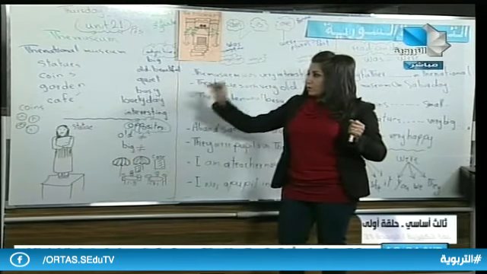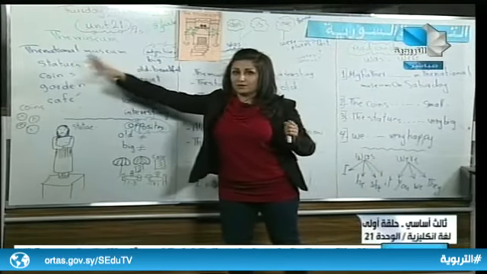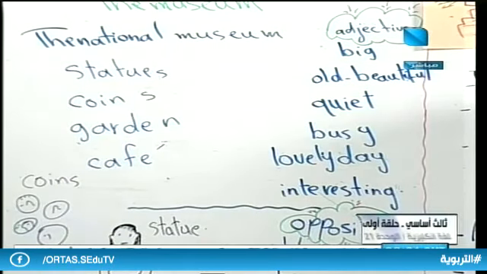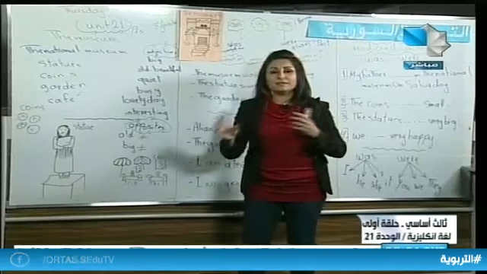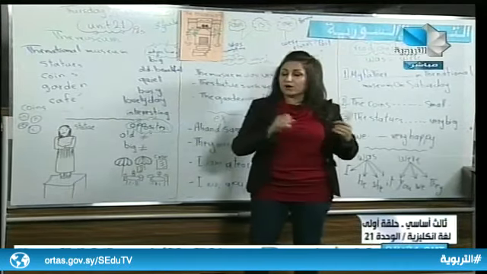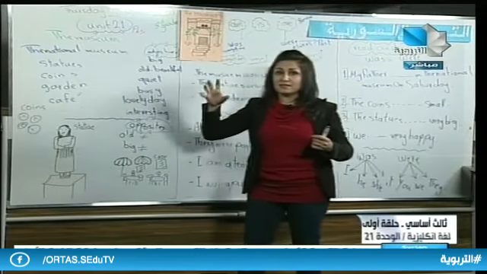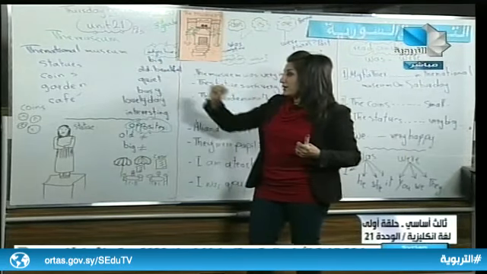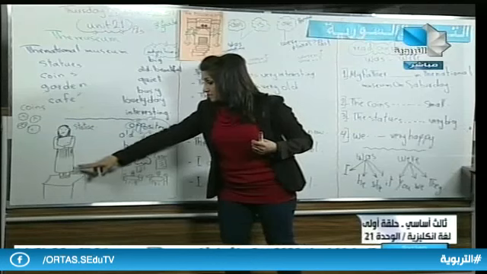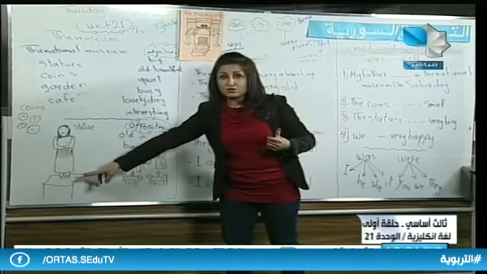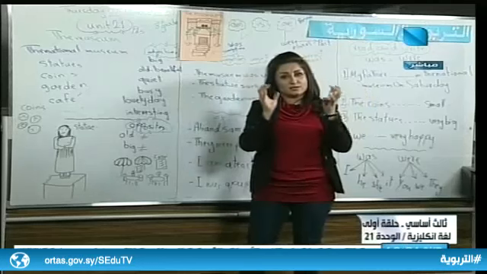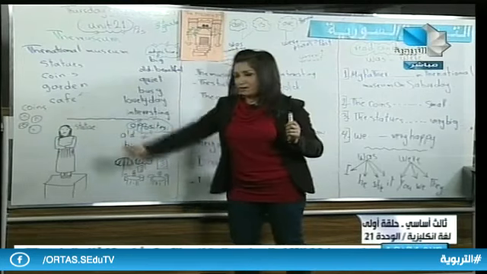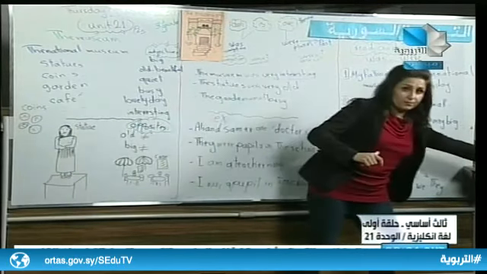When I say the National Museum, it means the main museum in our country. And we can find many places in our country like markets, gardens, cafes, and many places. So the National Museum is the main museum in our country. Statues, as we said, you can find old statues, big statues, and small statues in the museum. Garden, coins, and cafe.